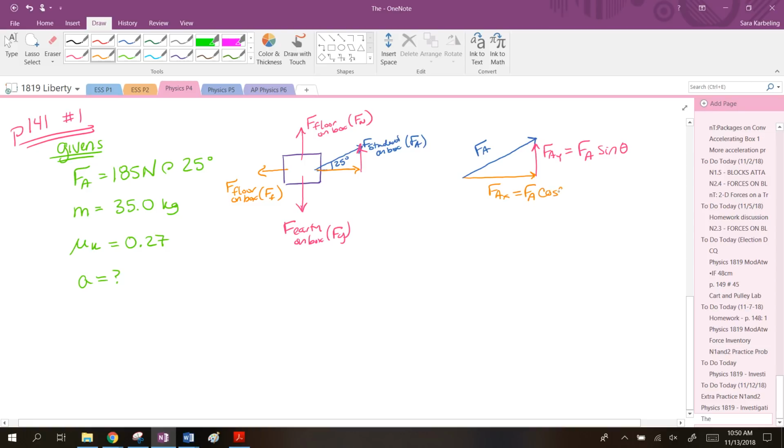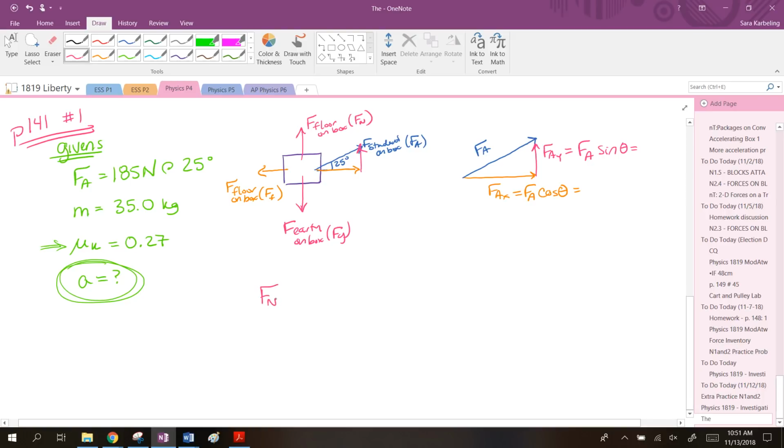Fa cosine theta. And then we can figure out what those two values are. Once we've done that, we can go ahead and, just like you have done in the past, write down F-net equations in the x and in the y. The reason for that, ladies and gentlemen, is that we're trying to find acceleration. In order to find acceleration, we need to find the force of friction. So let's go ahead and write these out and see how we do.